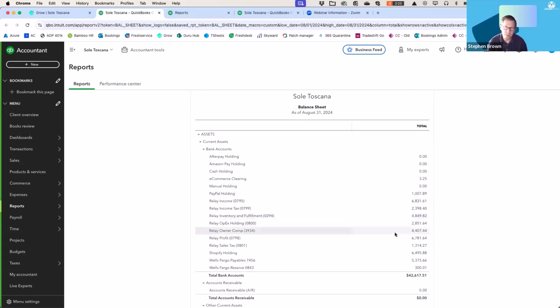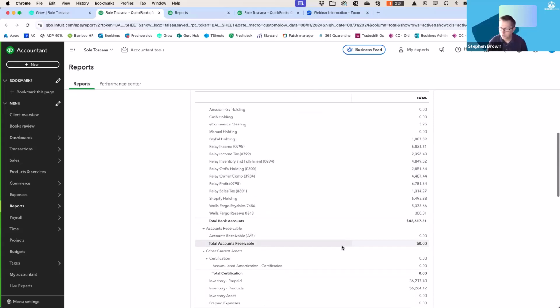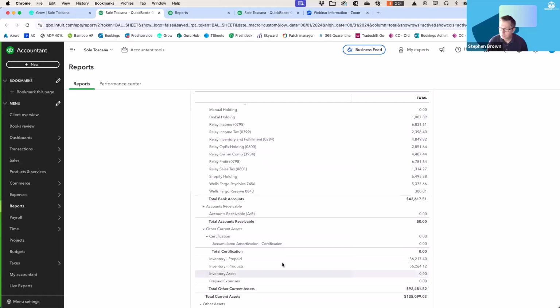We don't have any AR. We do occasionally do some AR, being accounts receivable. We occasionally do invoicing, but not very often. We have some other assets. So the big one I mentioned is my inventory.